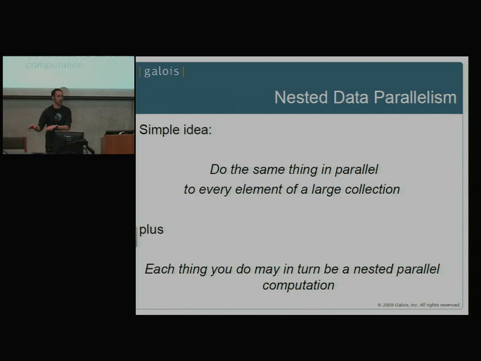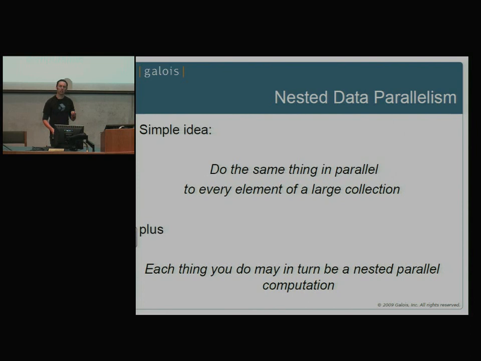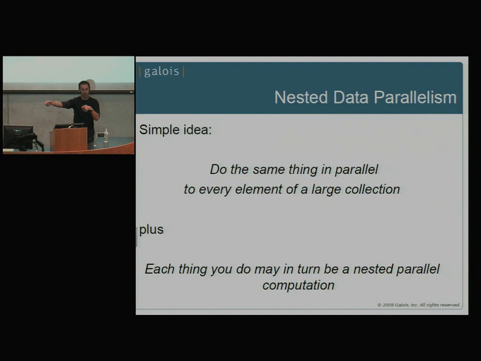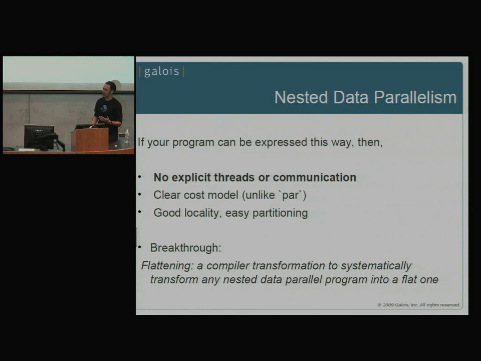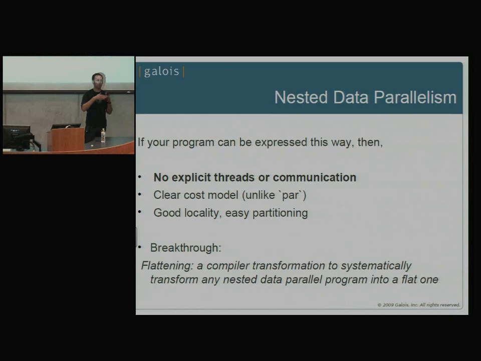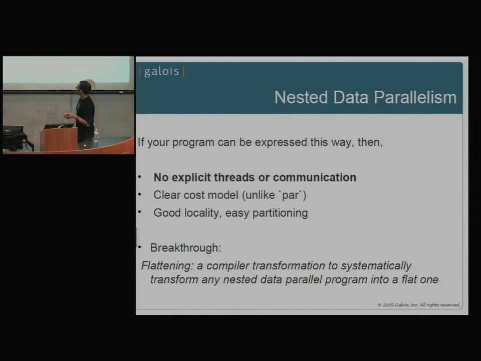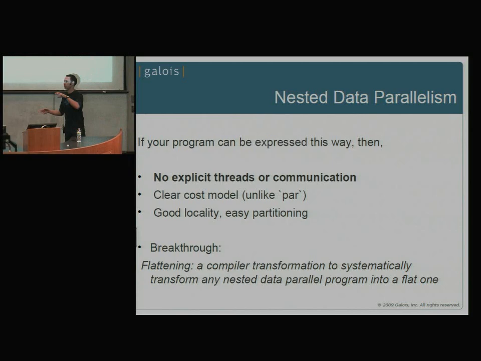Okay, so nested data parallelism extends data parallelism to let us do an extra thing. We can do the same thing in parallel to each element of a collection. Plus, each thing that we do in turn can be a nested data parallel program, so it in turn can launch multiple threads. So if you write a program this way, again with no explicit threads, what it really needed was a compiler transformation that takes a map of a map of a map that are all in parallel and turns it into a single flat map so that we get the right cost semantics. The GHC compiler implements this flattening. It's called the vectorize flag. That transforms systematically any nested set of parallel maps and folds into a flat array program.